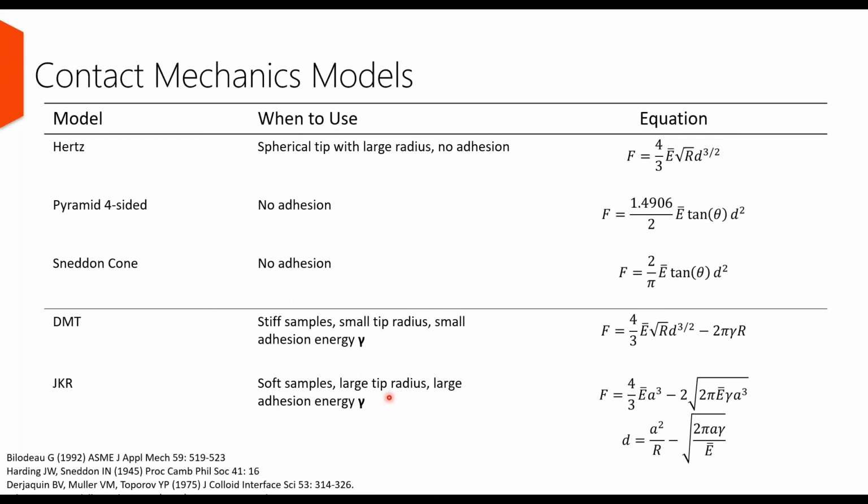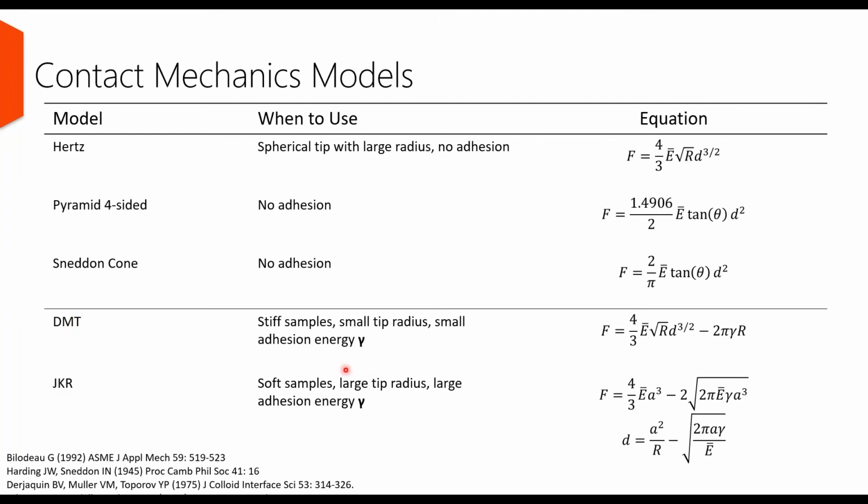So once you do a bunch of force curves and you understand the slope, there's a variety of contact mechanics models. The most common is the Hertz. This is used with a spherical tip with a large radius, and when you don't expect any adhesion, and it has an equation, etc. I'm not going to go through any of these too much, but there are 20, 30 different contact mechanics models. These are the most common ones here.